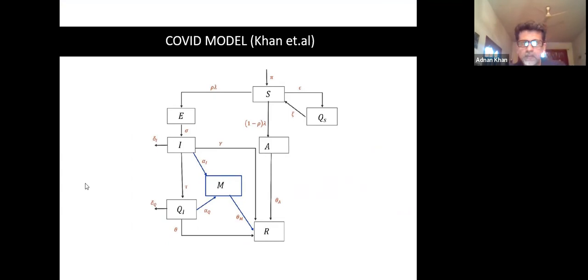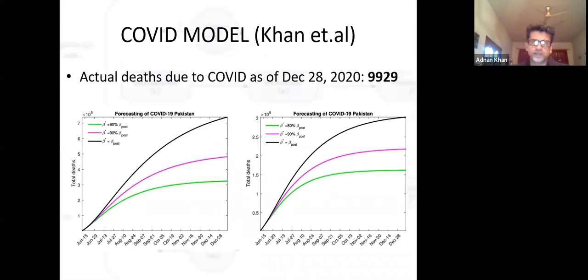Again, this was an SEIR type model with asymptomatic and quarantine. We included quarantine in our compartment. We also included this medicated and isolated population. By the time we got to this paper, remdesivir was in the market. And we wanted to see what can we say about Pakistan.